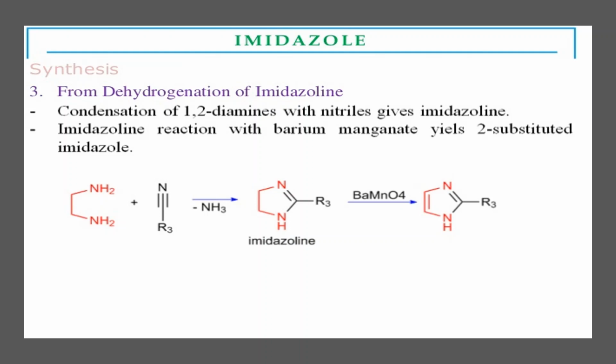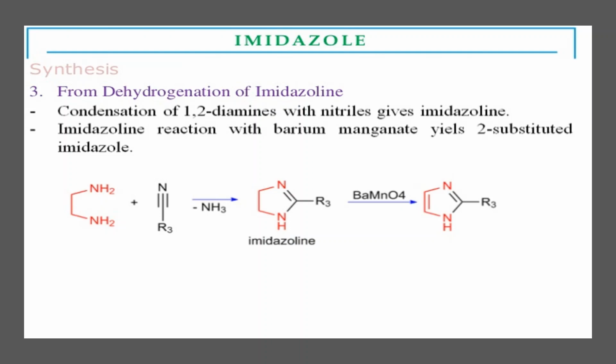What is this imidazoline? There is a saturation between one carbon. When you treat it with barium manganese oxide, it undergoes dehydrogenation. Dehydrogenation means oxidation, to give you a corresponding imidazole. So this is how you prepare your imidazole from a 1,2-diamine.